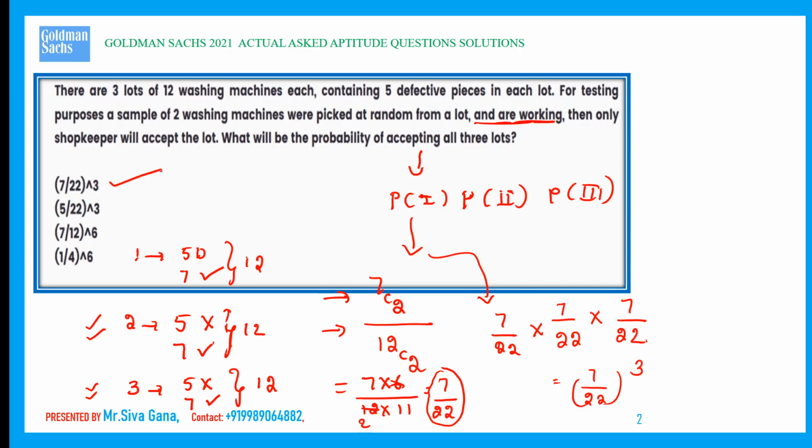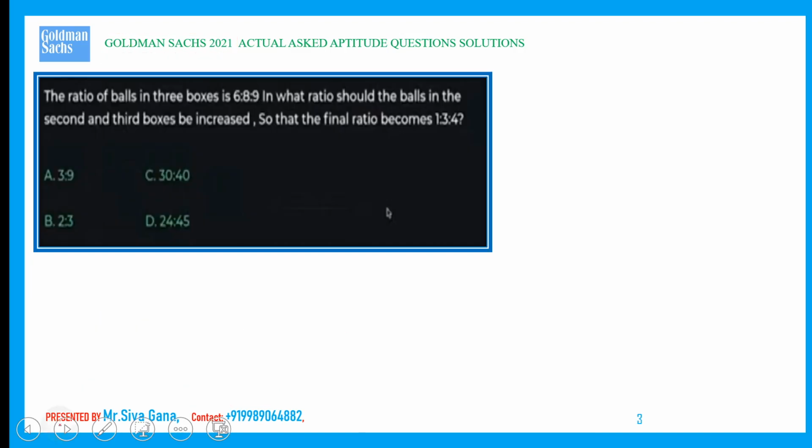Is it there in the options? Yes, perfect. One of the finest questions asked from probability, right? It means you have to prepare well for the probability questions. For the drive of Goldman Sachs, they are offering a good salary package.